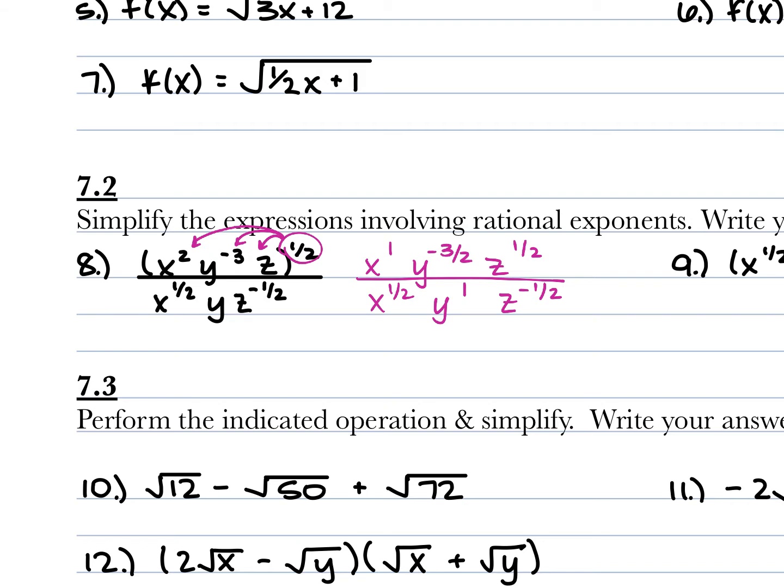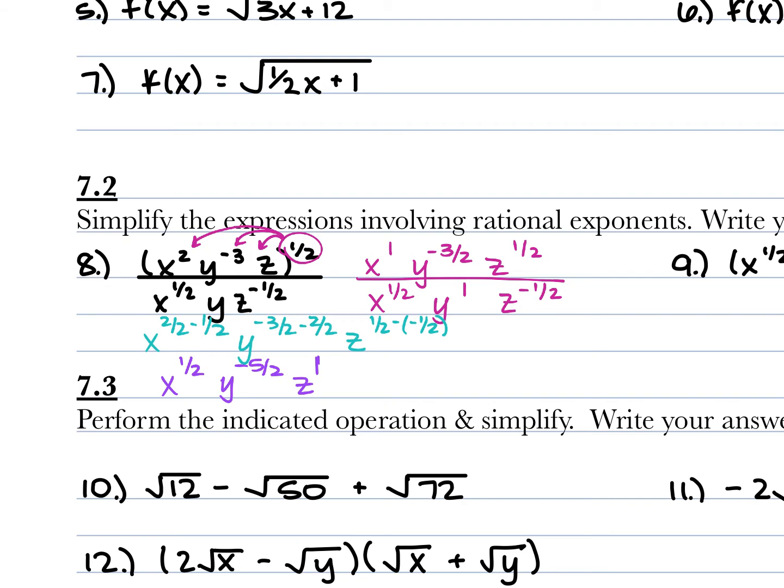If we follow our rules from here and we're working with division, you're going to have x to the first power minus the 1/2 power, which is 2 over 2 minus 1/2. Y to the negative 3 over 2 minus the first power, so 2 over 2. And z to the 1/2 minus the negative 1/2. So we're going to add your numerators, keep the denominator. This is going to give us x to the power of 1/2, y to the power of negative 5 over 2, z to the power of 2 over 2, which is 1.